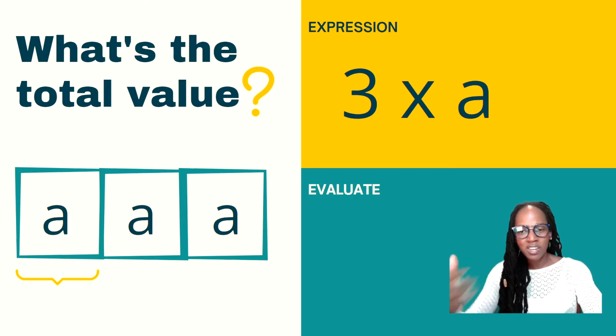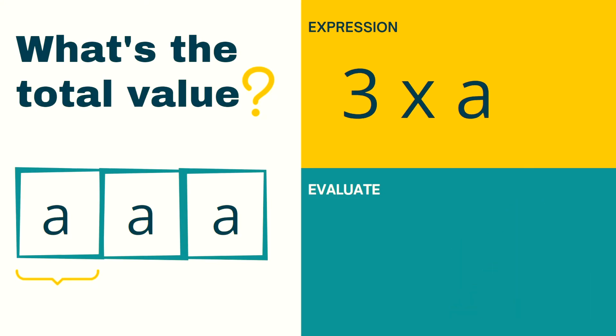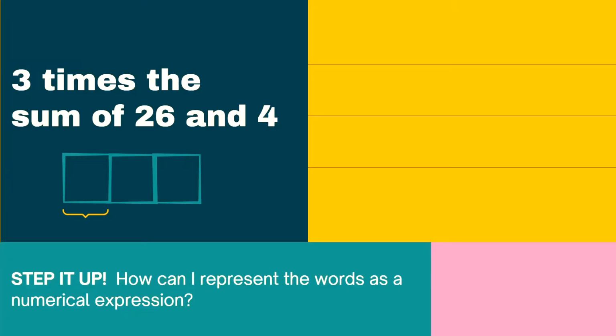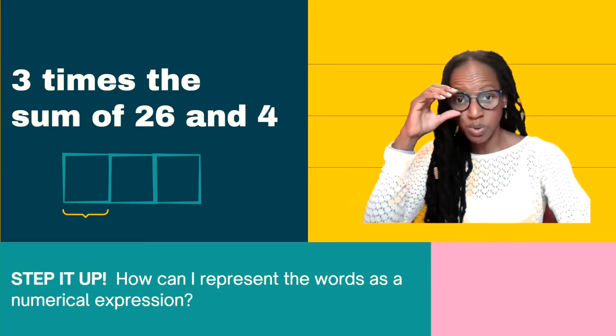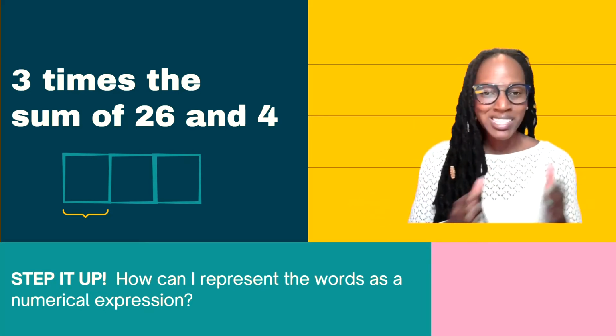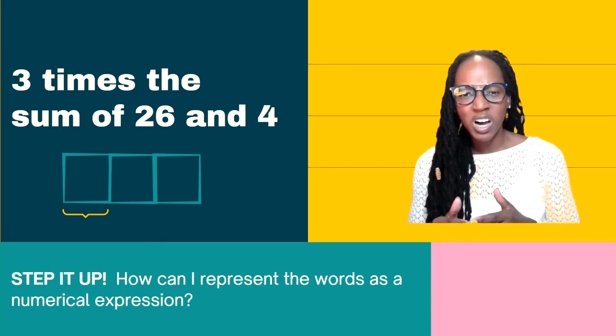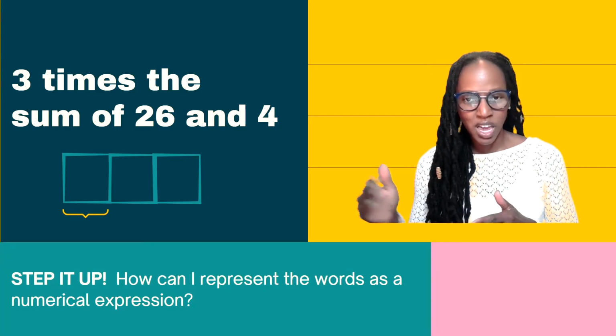Now, let's go ahead and step this skill up. Take a look at our next example. We're going to add on to this concept. I can see that I've been given another expression, but this time I have words. So let's read our expression together. It says 3 times the sum of 26 and 4.